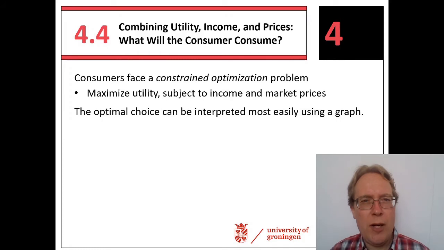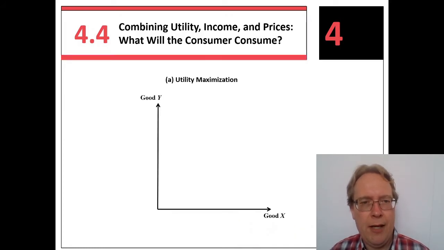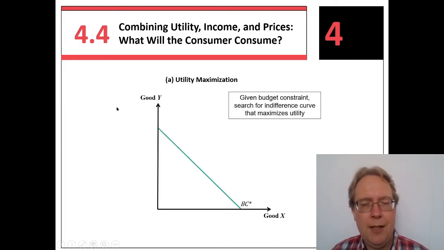Okay, so the easiest way to do that is, again, to make a graph, in this case in X-Y space. So here are two goods, good X and good Y. And suppose that this is my budget constraint. It gives me all the combinations that I can buy when spending all my money.